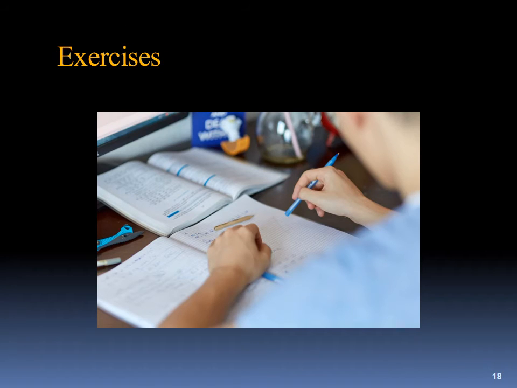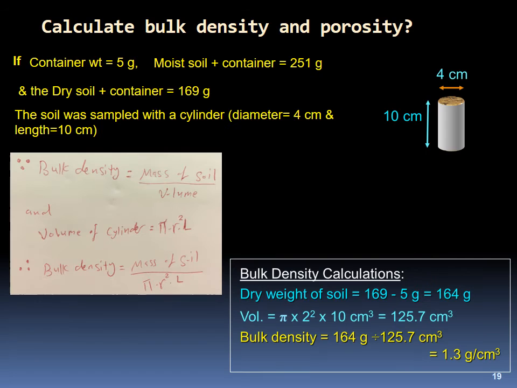Now let's take a little break and refresh our minds with some exercises about bulk density, porosity, and other things. What I want you to do in this example is to calculate the bulk density and the porosity. Assume that you took the soil bulk density sampler to the field, put it into the soil, and got your soil. As you can see, you have a cylinder, and you sample the soil with this cylinder. The cylinder has a known volume: a diameter of 4 centimeters and a length of 10 centimeters.